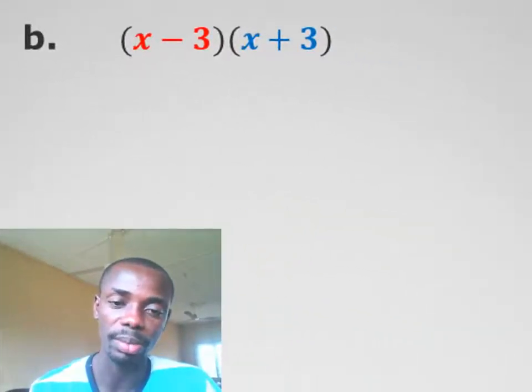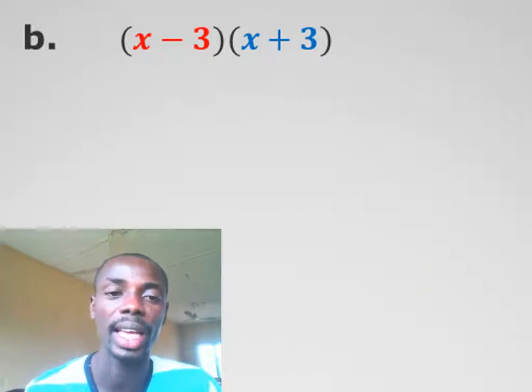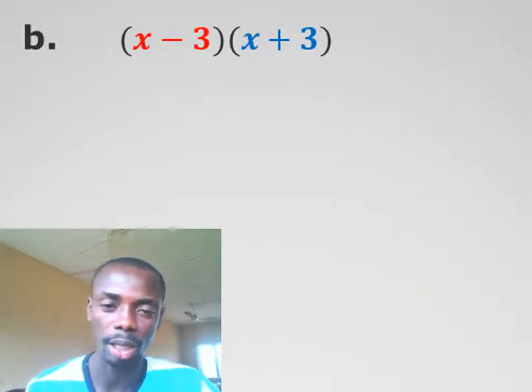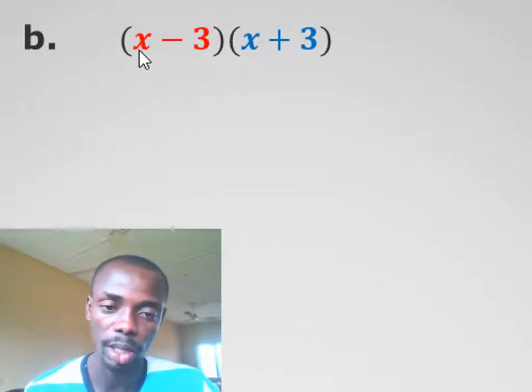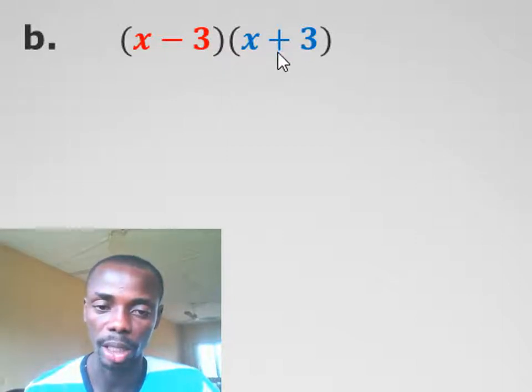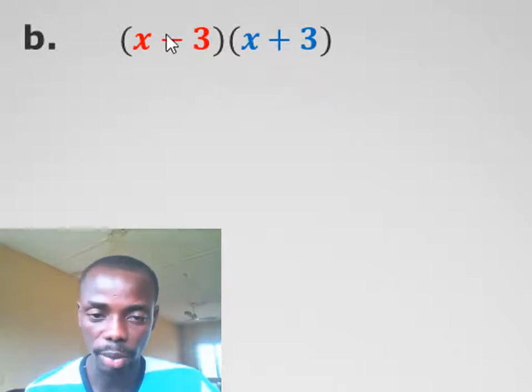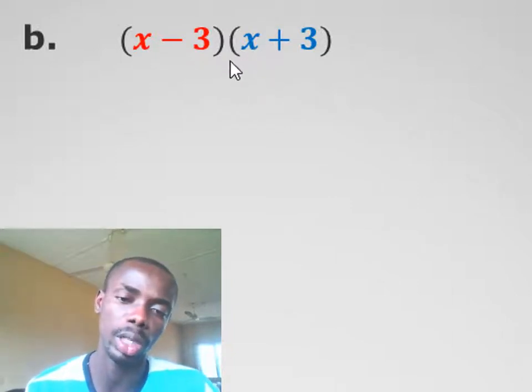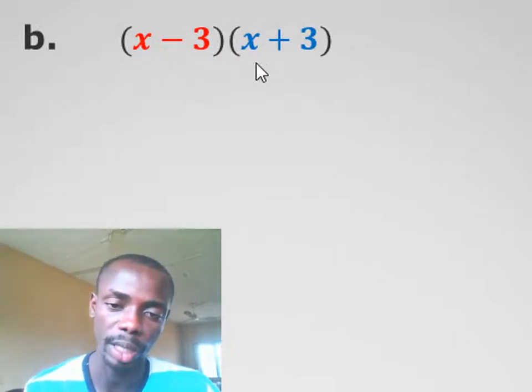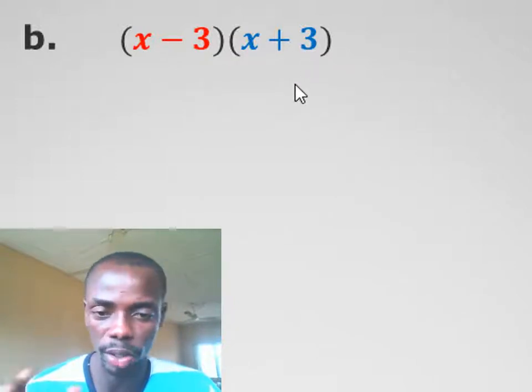Now, B. We want to simplify x minus 3 multiplied by x plus 3. Now, this type of example is called conjugates. Why? The x you have here is the x you have here. The 3 you have here is the 3 you have here. The difference is in the sign. You have negative here and you have positive here. So any type of question where you have this type of arrangement, it's called conjugate. So the one in red is the conjugate of the one in blue, or vice versa.